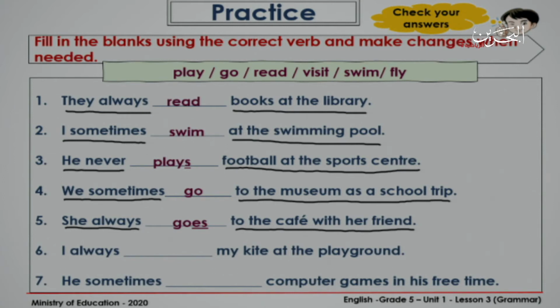Very good. Number 6. I always fly my kite at the playground. We didn't add the S because we have I. Excellent. Number 7. He sometimes plays computer games in his free time. Why did we add an S to the verb? Excellent, because you have he.